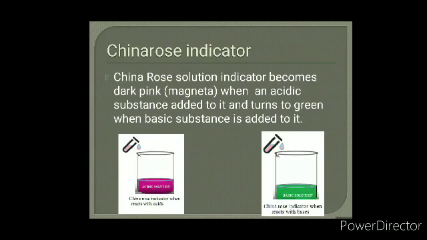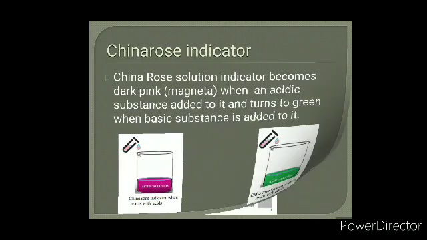Chinarose is also easily available. We can prepare it in our home, and we can test the substances which are around us, whether the substance is acidic or basic. We can test shampoo, lemon juice, soda water, vinegar, sugar solution, and we can find out whether the substance is acidic or basic. If you take shampoo, it will turn green when you add Chinarose, because shampoo contains basic substances. It's really very interesting. You can do it at home.